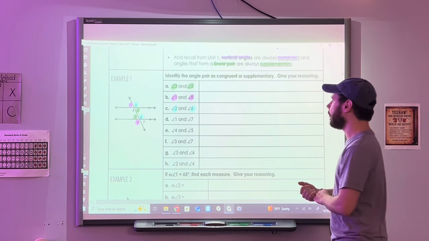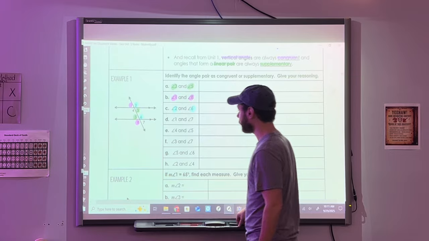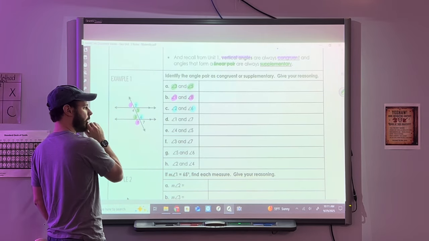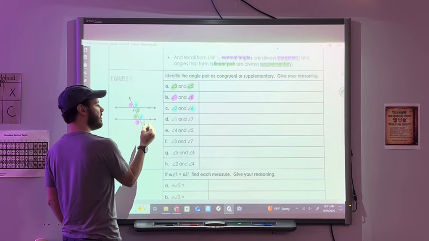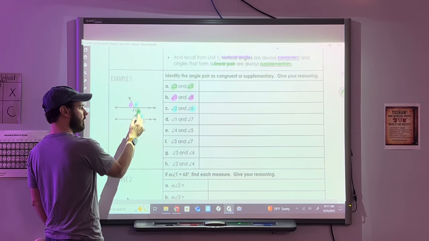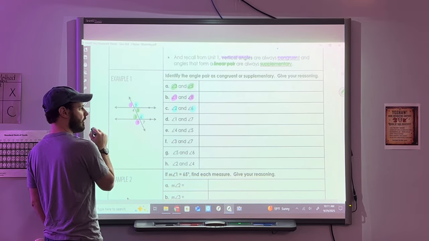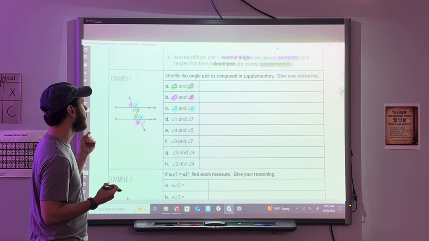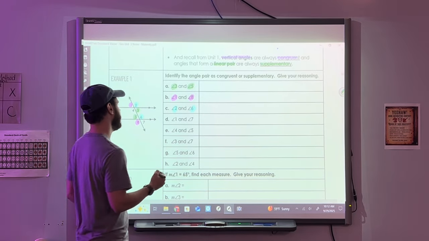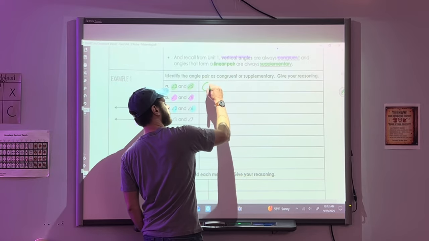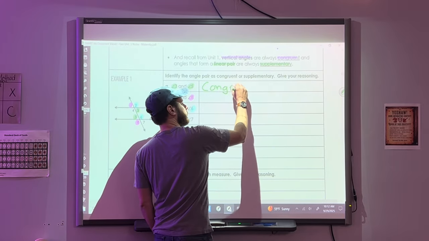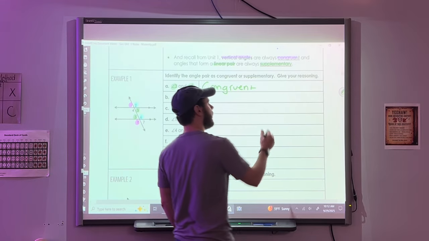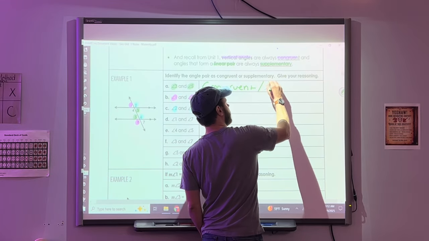Well, 3 and 5, they are on the inside of the hamburger, so they are interior, and they are alternate. One's on the right, one's on the left. They're alternate interior. So if I go up and look, it looks like alternate interior angles are congruent. And then the reason they're congruent is the angle relationship that we identified.